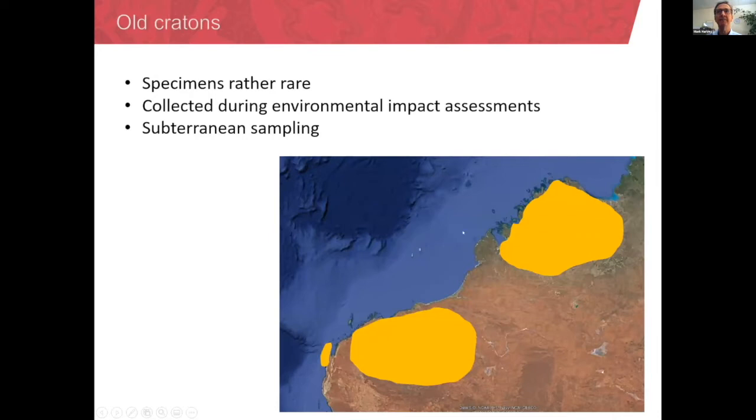Specimens are rather rare in the genus Indohya. Most of them actually come from subterranean sampling, caves in the Cape Range area of Western Australia, but a lot of subterranean sampling has occurred due to environmental impact assessments, particularly in the Pilbara region of Western Australia, but also partly in some areas of Kimberley region in northern Western Australia. So we're kind of a little bit restricted, it's not all that simple to go out and sample these animals. There are some epigean species that I'll talk about shortly, but most of them are subterranean. And as I said, rather rare in samples and sometimes of dubious quality.